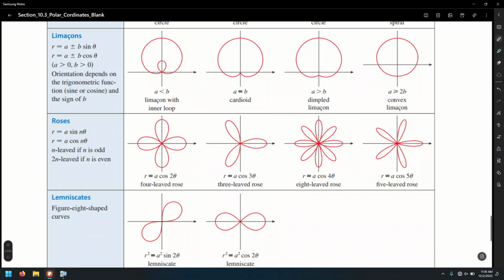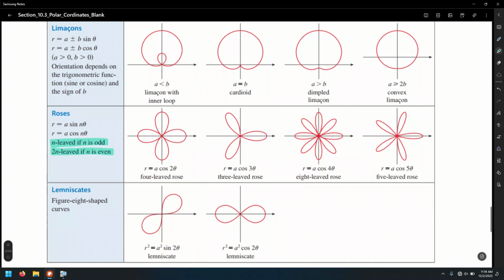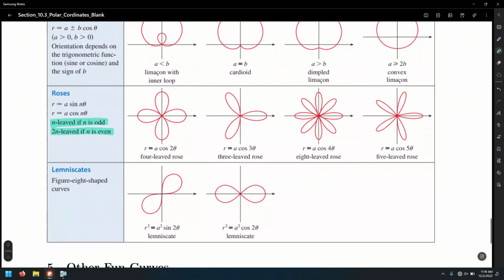Well, so the equations are going to be r equals sine theta or cosine theta, a number multiplying them in front of them, and an n multiplying with the angle, in this case with theta. Well, here's the thing. Whenever we have n to be an odd number, that flower will have n number of petals. However, if the number that multiplies the angle is even, well, the number of petals will be twice as many as that coefficient of theta.